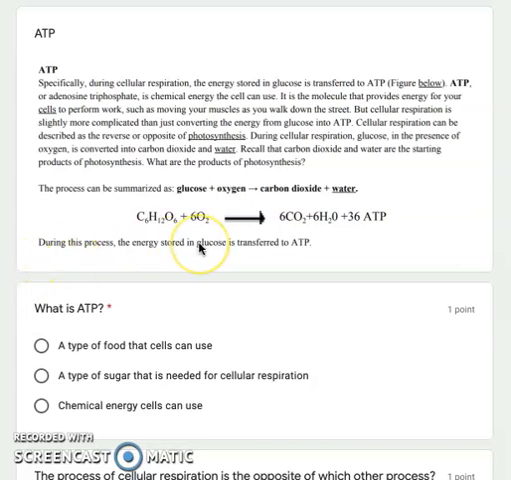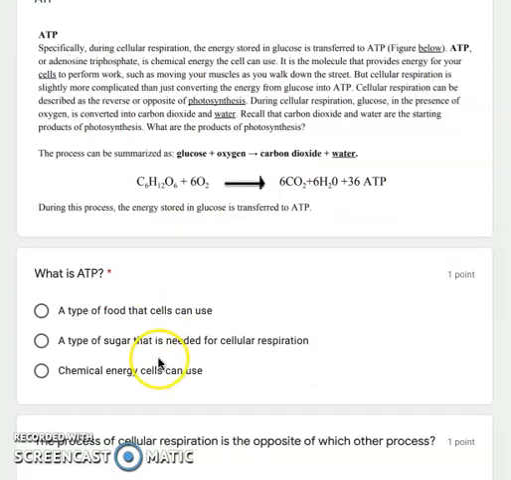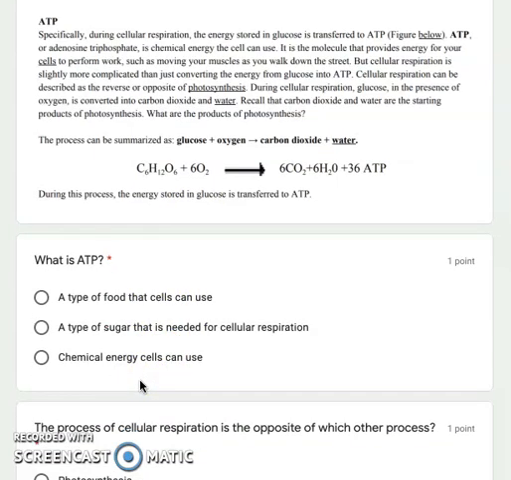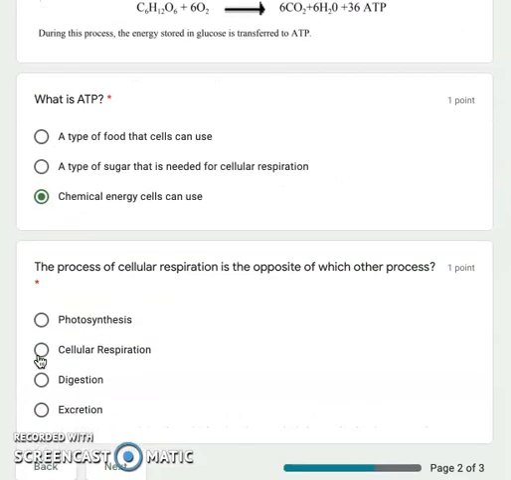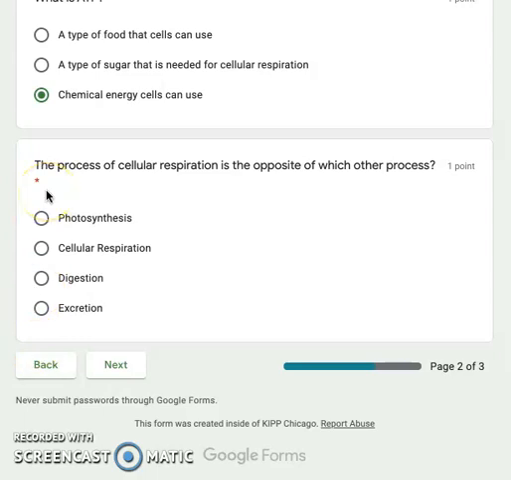During this process, the energy stored in glucose is transferred to ATP. So, what is ATP? ATP is a chemical energy cells can use. The process of cellular respiration is the opposite of which other process? It is the opposite of photosynthesis because the reactants of cellular respiration are the products of photosynthesis, and the products of cellular respiration are the reactants of photosynthesis.